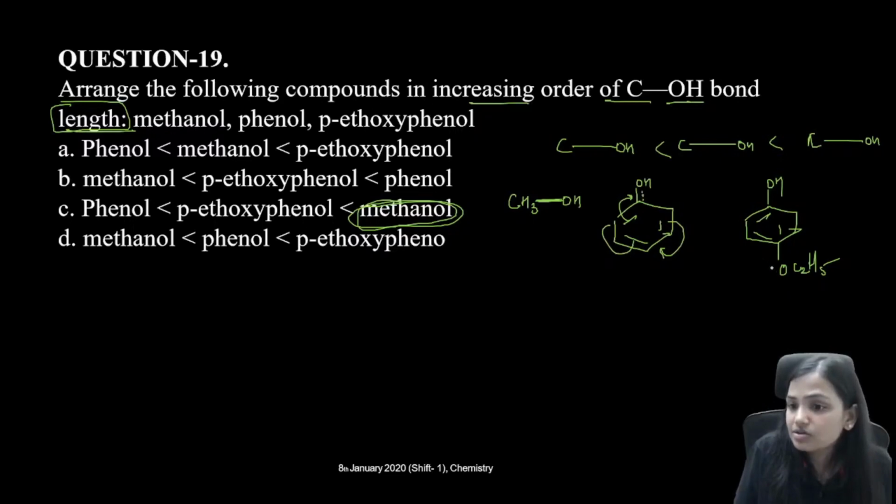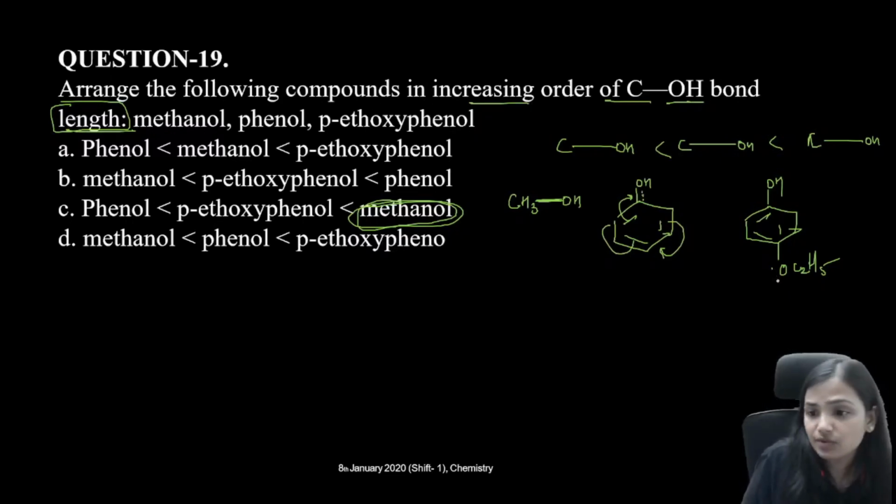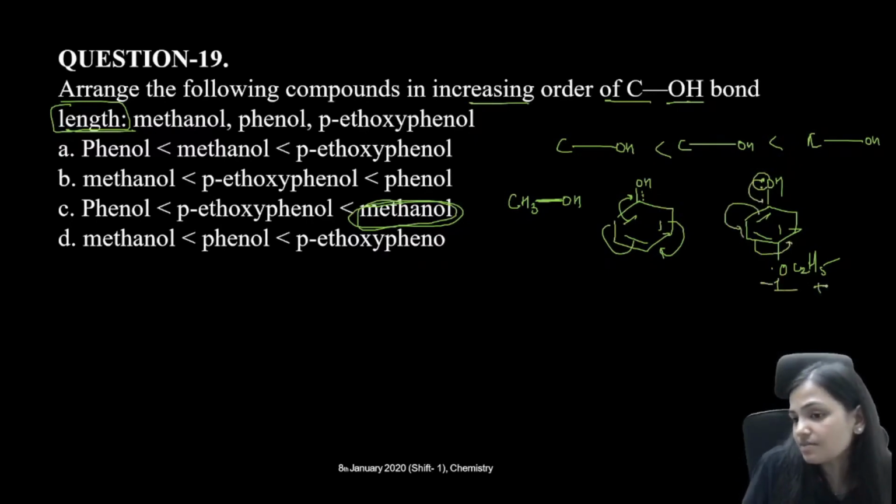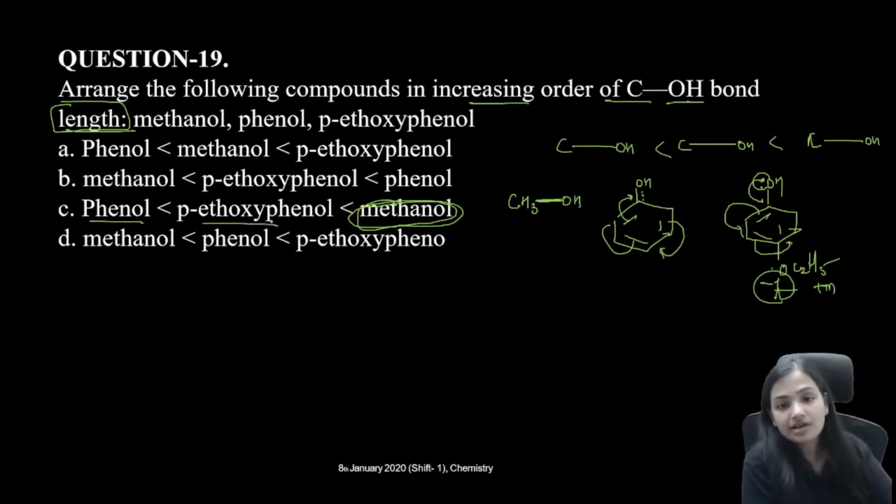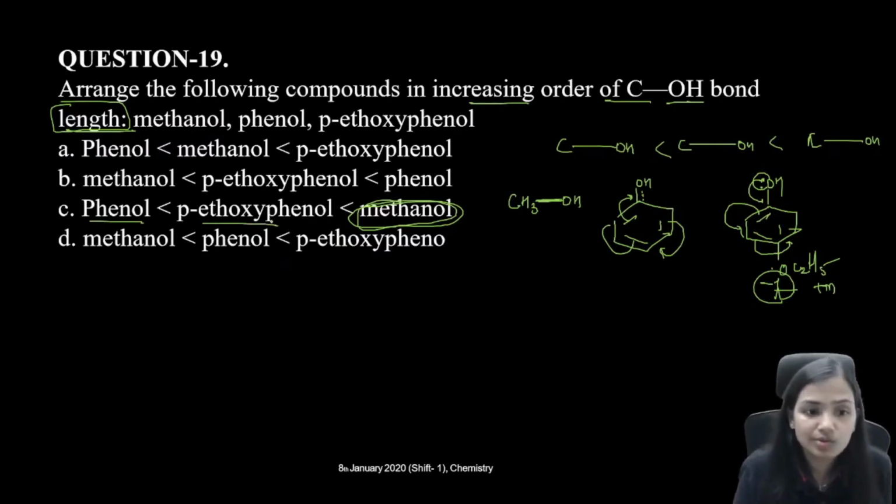Okay, and here also, if you will see, here we have an OC2H5 group. So here also this oxygen's lone pair is undergoing delocalization like this, like this, like this. And this is causing the minus I effect. This is having the plus M as well as minus I. So because of this reason, here we are also having a double bond character. So definitely they are going to be lesser in their bond length. Methanol will be higher in its bond length, because there is no resonance.